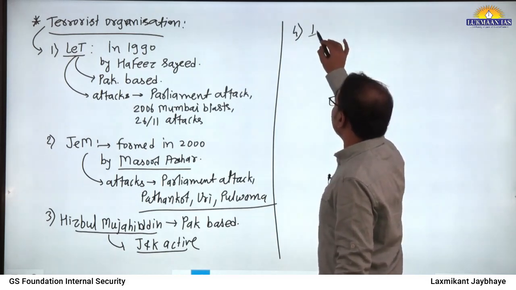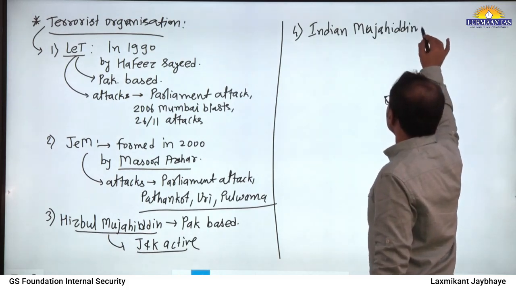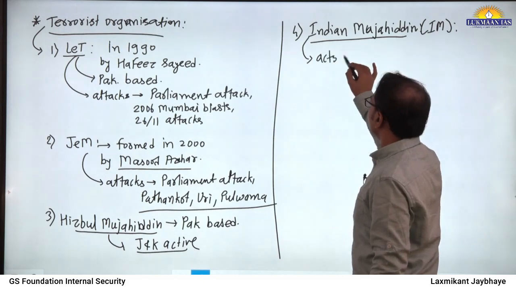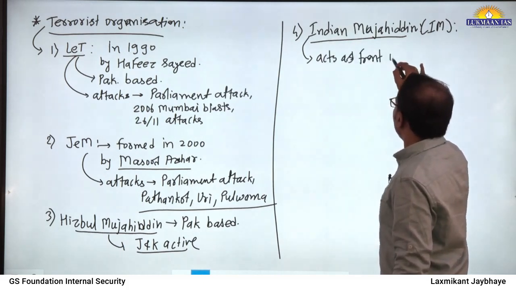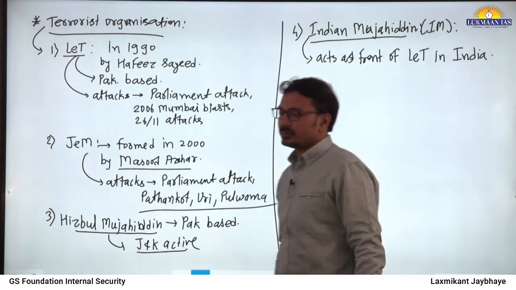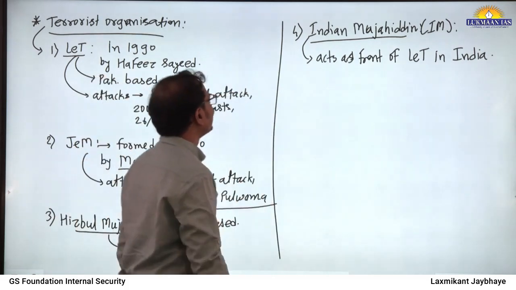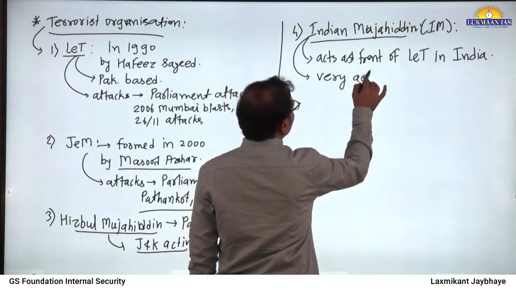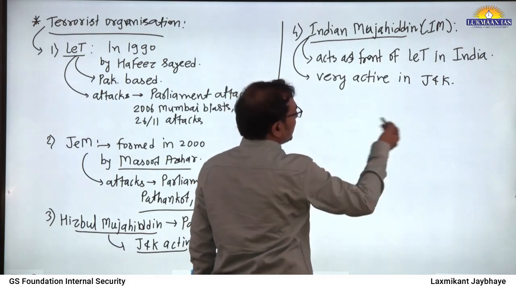Now if we are talking about India, there is Indian Mujahideen, IM. It acts as a front of Lashkar-e-Taiba in India, Indian Mujahideen. Okay, its head is called... what's the name, I don't remember names. It's all right, fine. So this is also very active in Jammu and Kashmir. However, it has carried out attacks in other parts of India also.